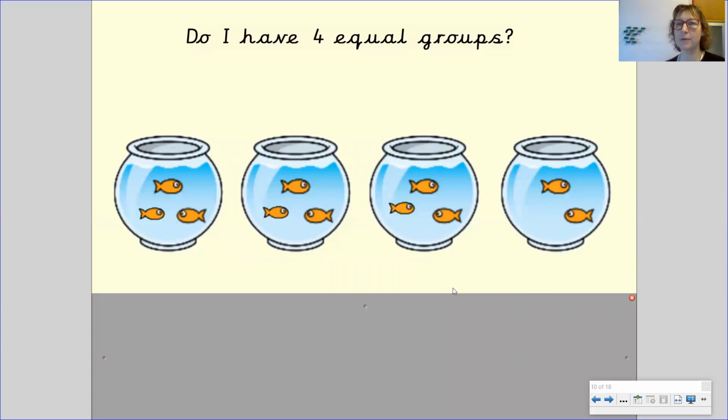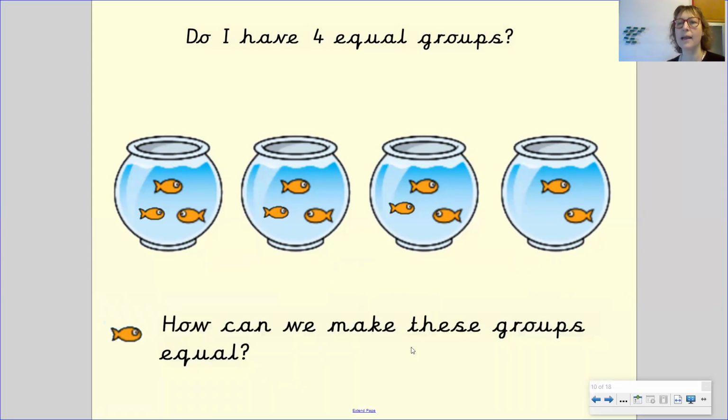Okay. Do I have 4 equal groups? I do not have 4 equal groups. I have 3 equal groups. This group and this group and this group are equal because each of them has 3 fish in, but this one only has 2, so they are not equal groups. What would I have to do to make the groups equal? I could take a fish out of every group. Now my groups are equal. Or I can put a fish into that last group and just change the 1 group instead of changing 3. And now I have equal groups. So can you say the stem sentence with me? I have 4 equal groups of 3 objects.